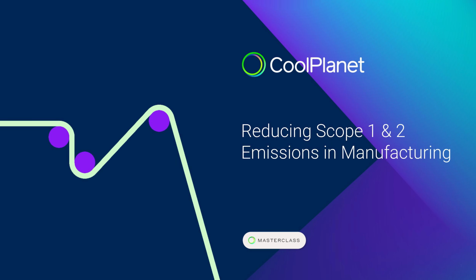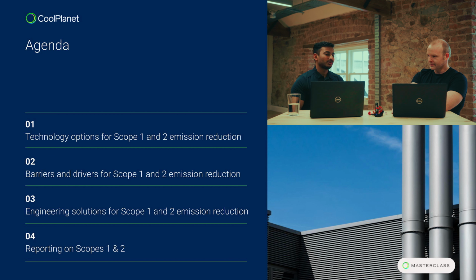Good morning, John. So nice to have you here today for the masterclass about reducing the scope 1 and scope 2 emissions for the industry of manufacturing. Today, John, we are going to talk about how we can reduce our scope 1 and scope 2 emissions within the purview of using technological options.